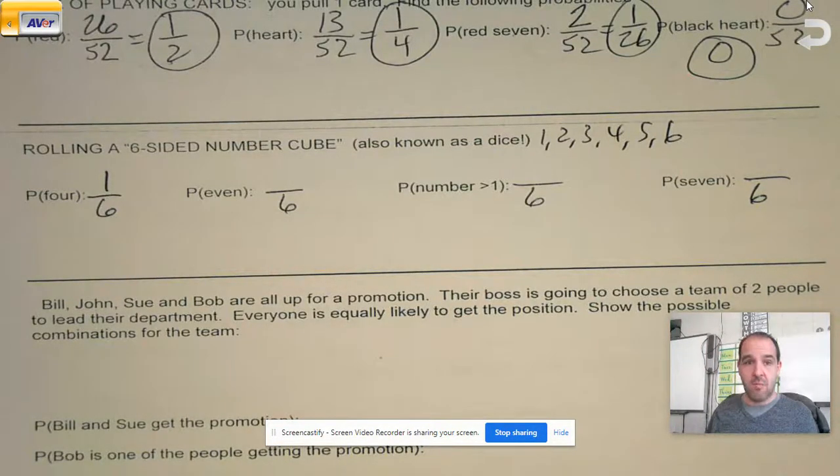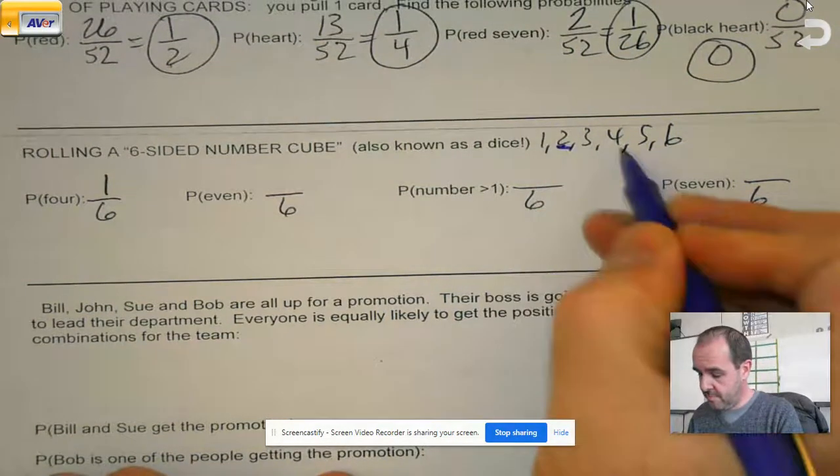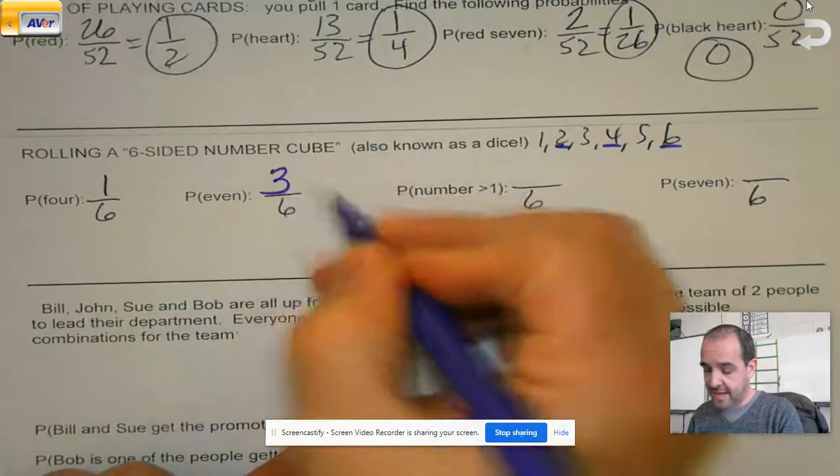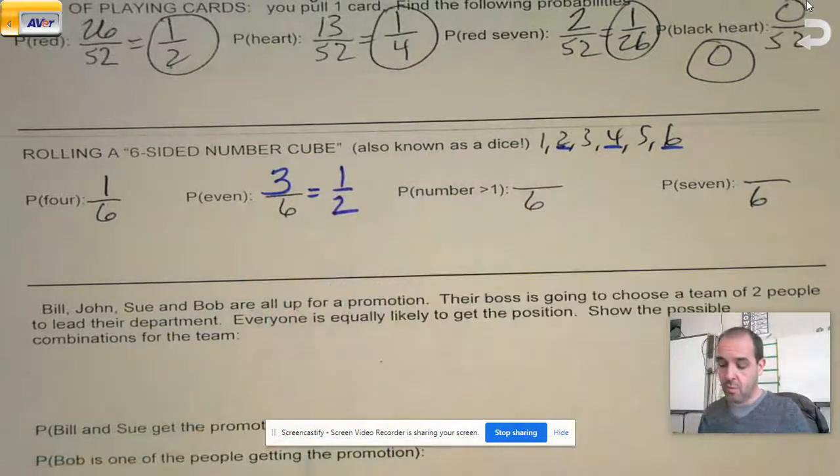Probability of getting an even number. 2, 4, 6 would be 3 out of 6, but reduce if you can. 1/2.